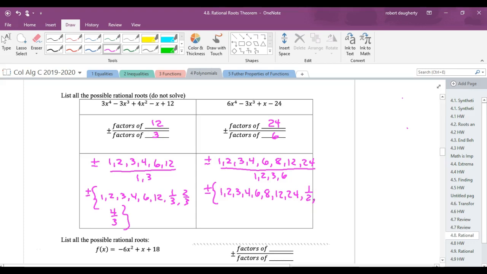2 halves, that's 1. Okay. 3 halves. What's 4 halves? That's 2. It's already on my list. What's 6 halves? That's 3. It's already on my list. 8 halves. That's 4. 12 halves. That's 6. 24 halves. That's 12. Okay, so I don't have to write all of those down.